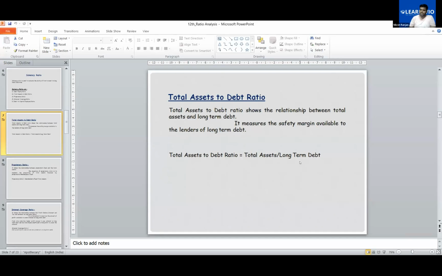Actually, this is not a very important part of the solvency ratio. The most important are debt equity ratio, then proprietary ratio, and interest coverage ratio. Debt to capital employed is a new ratio. It came, I think, 1 or 2 years before. It was not part of this solvency ratio earlier.